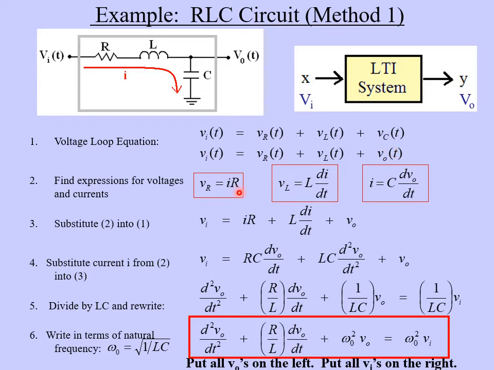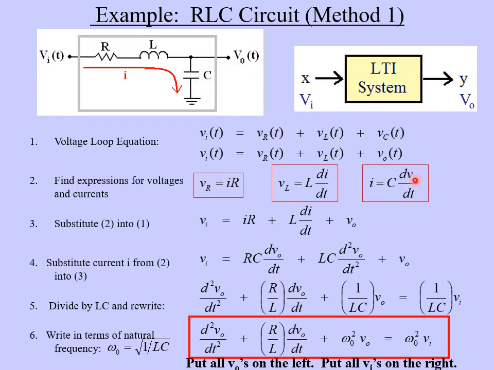Now, from the table on the previous slide, we know that VR, the voltage across the resistor, is equal to IR, that's Ohm's law. We know that the voltage across the inductor is given by L times di dt. And the other thing, which we're going to actually use here, is that the current through the capacitor is equal to C times dV dt, where the capacitance voltage, remember, is this output voltage here.